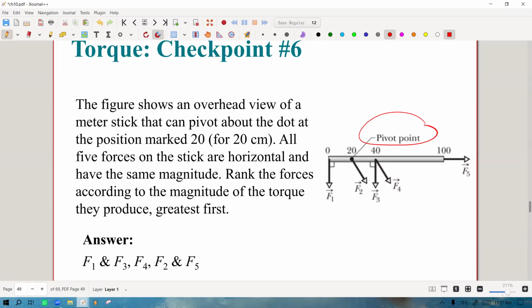F3 and F1 are the same, right? F4, we need to project it to the x and y axes. And then F5 will not change the position, since F5 is parallel with R. Okay. So this one is the pivot point.